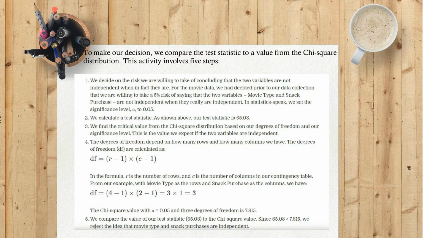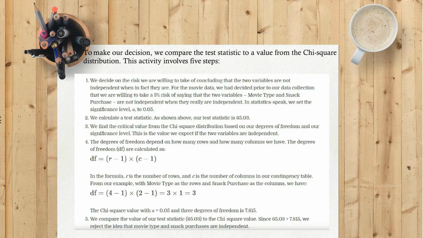2. We calculate a test statistic. As shown above, our test statistic is 65.03. 3. We find the critical value from the chi-square distribution, based on our degrees of freedom and our significance level. This is the value we expect if the two variables are independent. 4. The degrees of freedom depend on how many rows and how many columns we have. The degrees of freedom, df, are calculated as df equals r-1 multiplied by c-1. In the formula, r is the number of rows, and c is the number of columns in our contingency table.